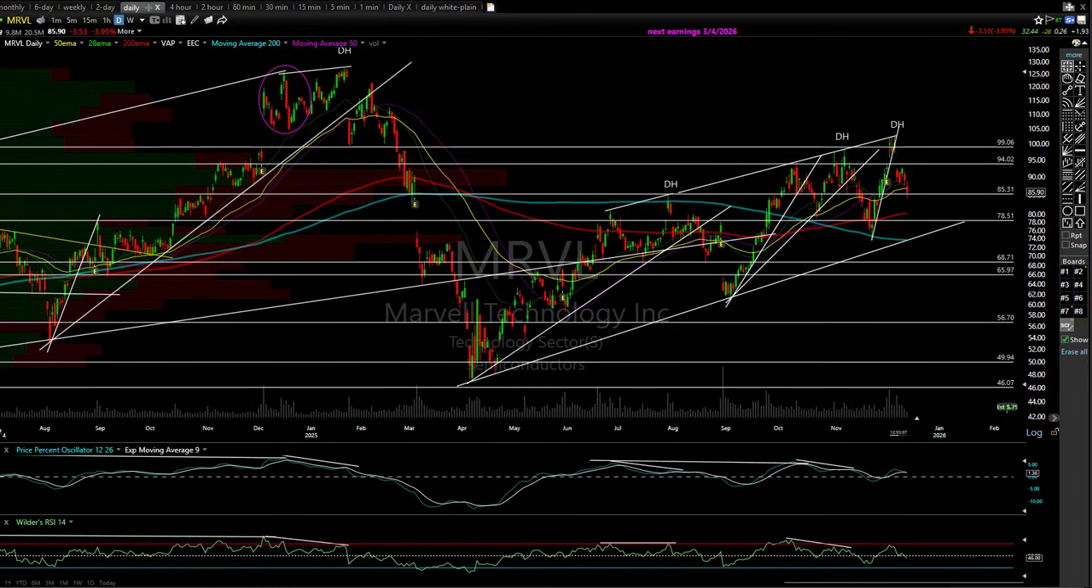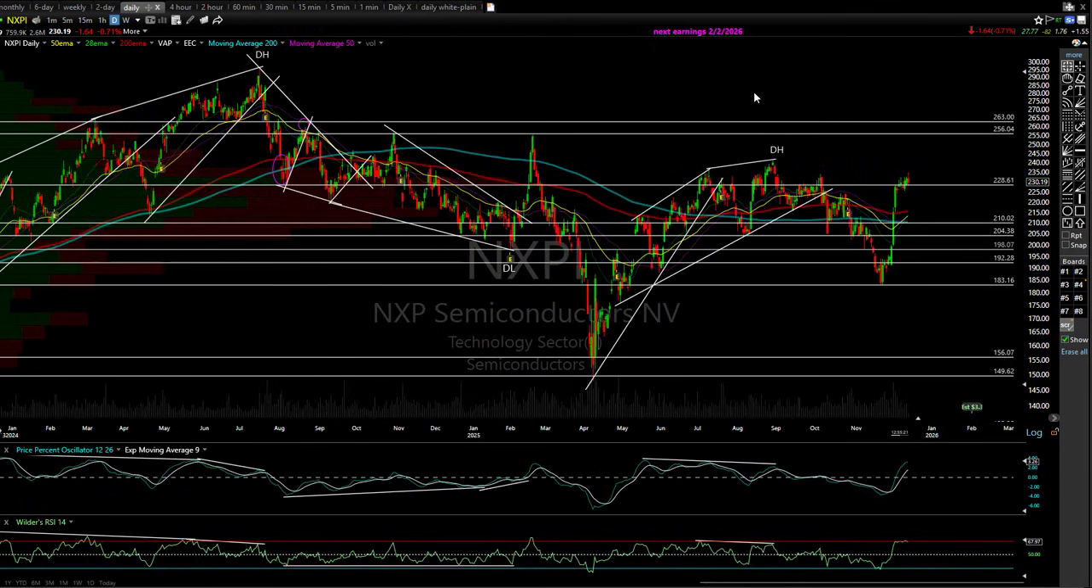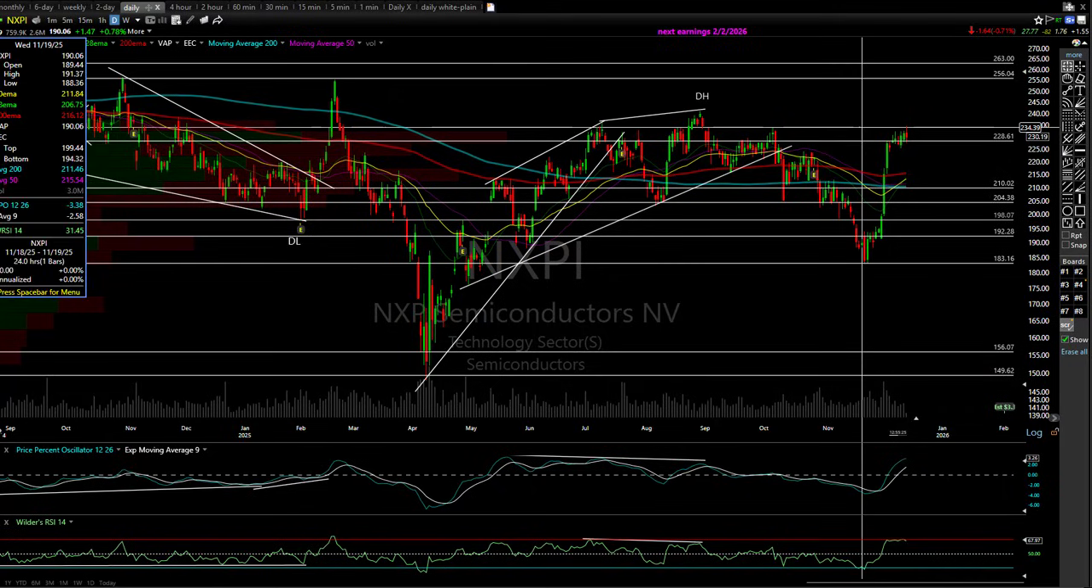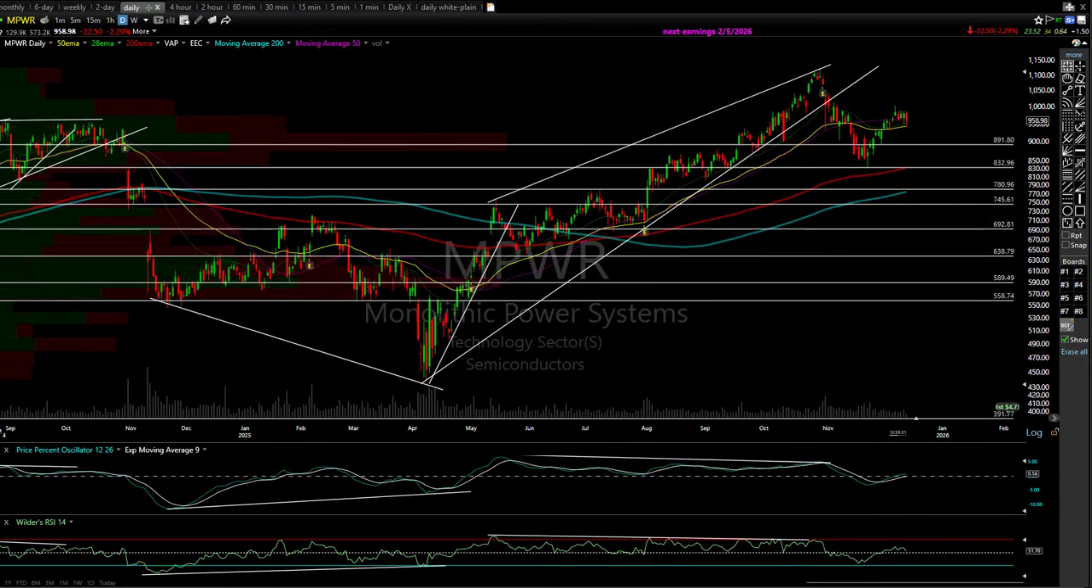Marvell, divergent high 1, 2, 3, usually the third time's a charm. Breakdown of the trend line, been moving lower since. Needs to take out this trend line and that 200-day moving average for a much bigger drop. And XPI, I don't have much of an opinion on that one, at least a little minor. We have a reaction right here, and one there. It is resistance, but not my favorite.